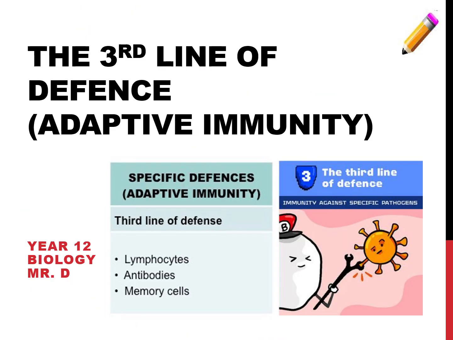All right, so the third line of defense, adaptive immunity. That's what we're looking at today. So again, we're going to look at lymphocytes, antibodies, memory cells, and a few other bits and pieces too.